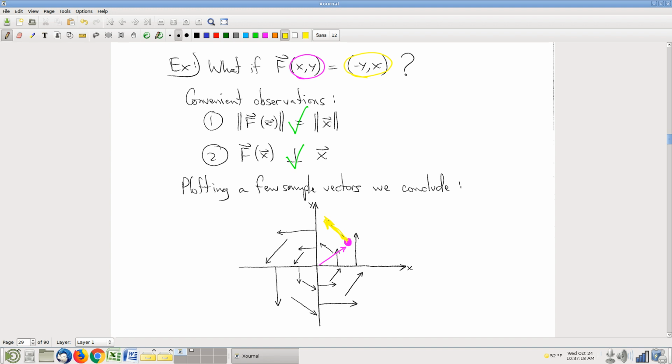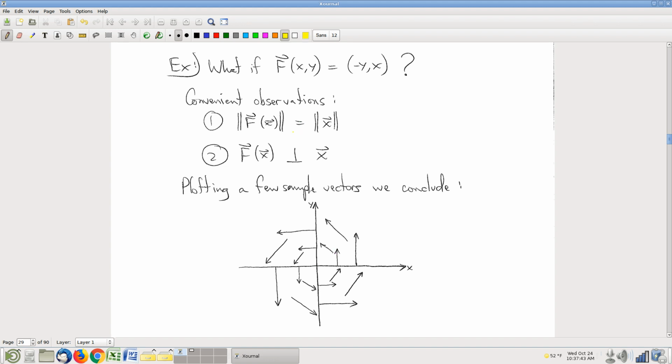Everybody on board? How did I know it was going counterclockwise? I plugged in an example. You plug in x and y both equal to 1, like I have drawn here. If x and y are both 1, then the field vector is negative 1, 1, as opposed to 1, negative 1, which would be going clockwise. So anyway, plug in an example. You can see which way it goes.